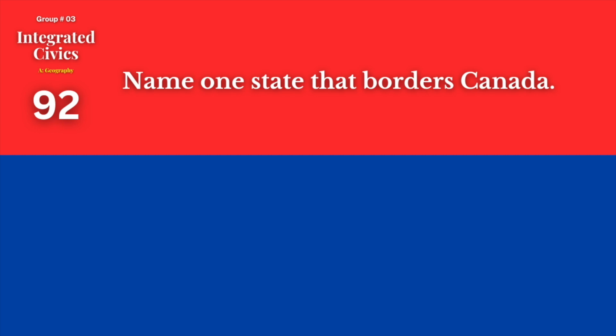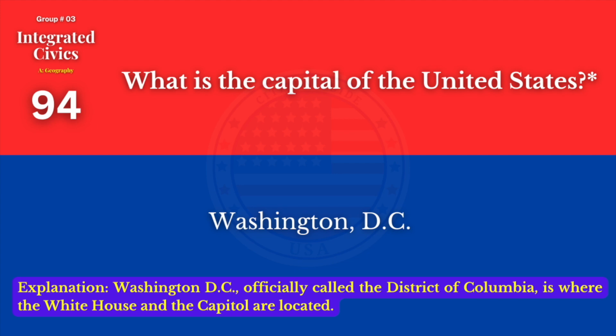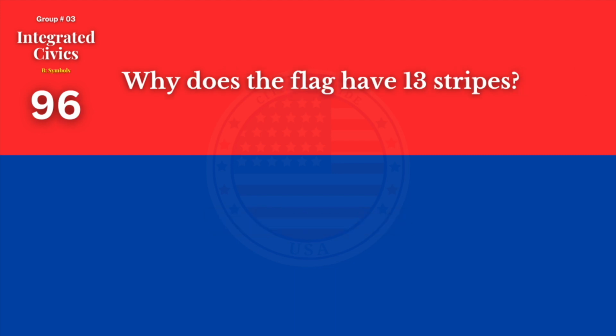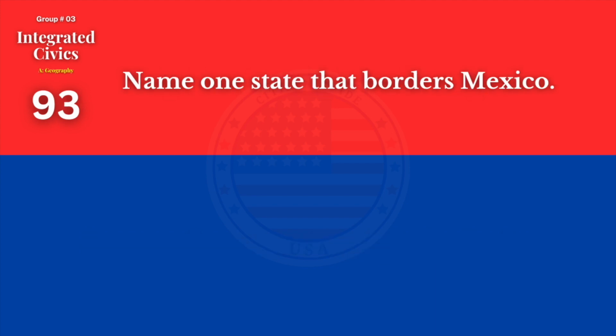Name one state that borders Canada. New York. What is the capital of the United States? Washington, D.C. Why does the flag have 13 stripes? Because there were 13 original colonies. Name one state that borders Mexico. California.